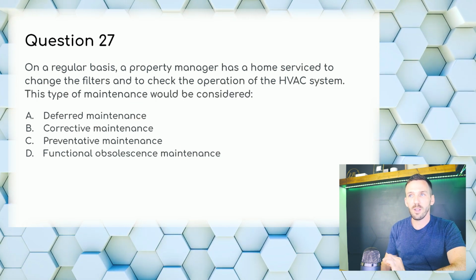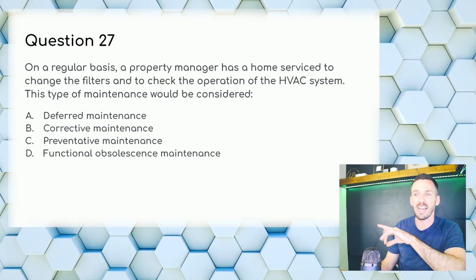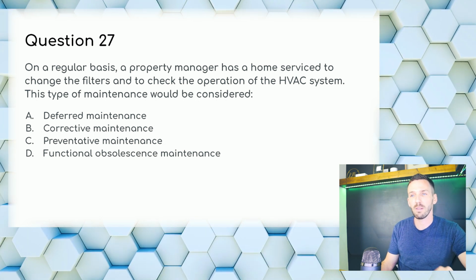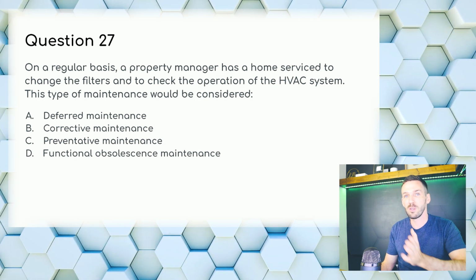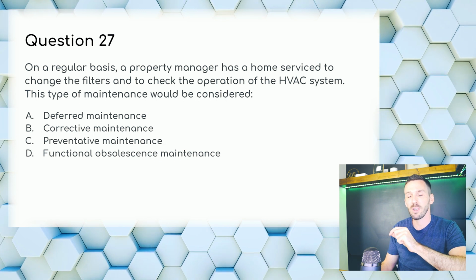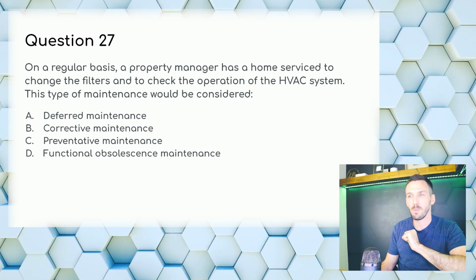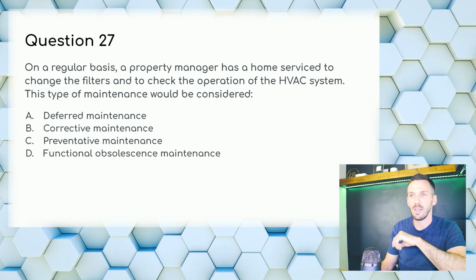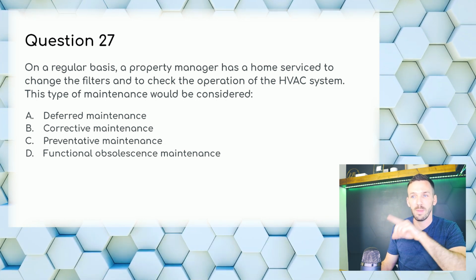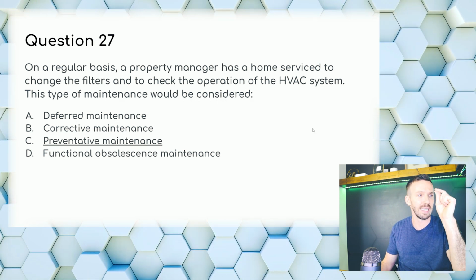Question 27. On a regular basis, a property manager has a home service to change the filters and to check the operation of the HVAC system. This type of maintenance would be considered A, deferred maintenance, where you put it off. B, corrective maintenance, where you do something after something is broken already. C, preventative maintenance, where you do something before something has broken. D, functional obsolescence maintenance, which means something is just out of date. So deferred is to put off, corrective is to fix something already broken. Here we are preventing the issue. Answer is C, preventative maintenance.